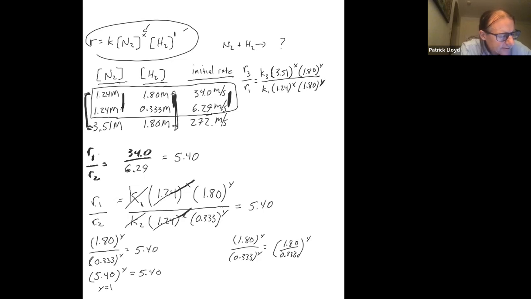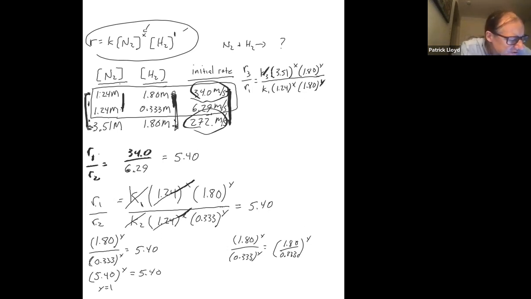Now, why did I pick 1 and 3? Because again, H2 is not changing, but N2 is. I'm looking for 2 experiments where one is changing and the other one is not. Now, why did I put R3 over R1 and not R1 over R3? It doesn't really matter, but I tend to want the bigger rate on the top and the smaller rate on the bottom. So that's why I put 3 over 1. It still works if you do 1 over 3, but I did it that way.